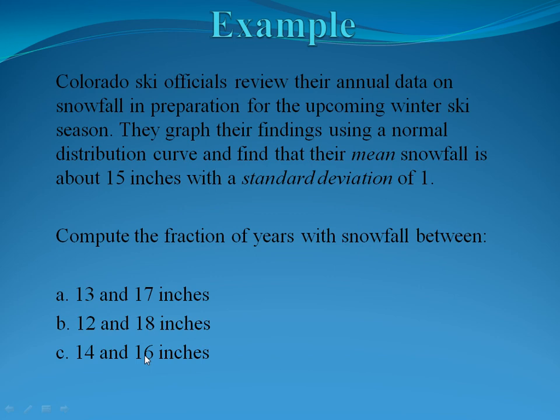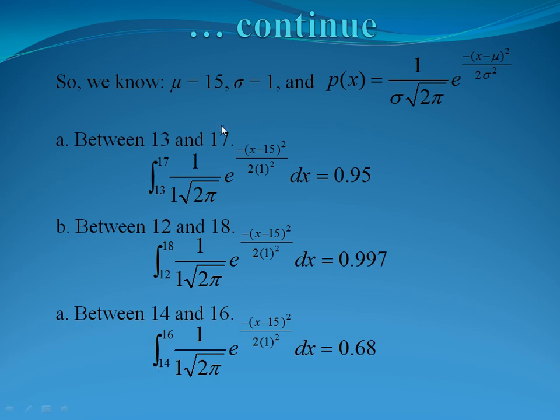When we're looking between two numbers, that tells us our x values or t values, what bounds to integrate over. So we're doing 3 different problems here, so let's start with A. Remember, mu is 15, sigma is 1, and our general PDF looks like this. If we're calculating between 13 and 17 inches, we're plugging in a 1 wherever we see the sigma, which will be here and up here, and we're plugging in a 15 for mu, which is up in the power of e.